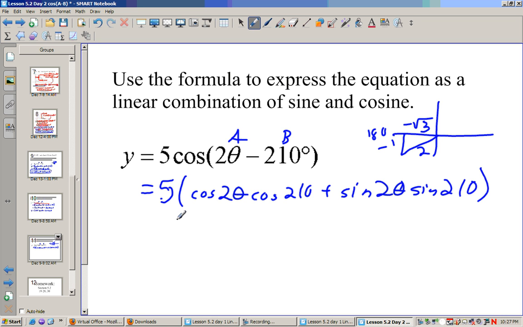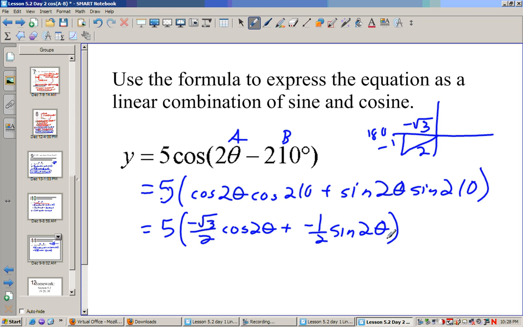So the cosine of 210 is going to be negative root 3 over 2. And the sine of 210 is going to be negative 1/2. Notice we can't do anything with that 2 theta, it just stays where it's at. So when I multiply that 5 across to both with distribution, it's going to be 5 root 3 over 2 cosine of 2 theta. Now that plus and negative will just be a minus 5/2 sine of 2 theta.